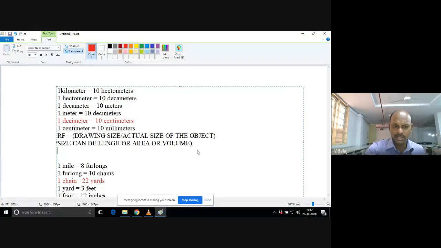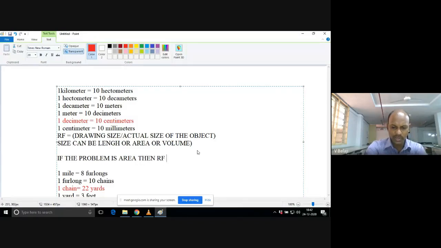Remember, if the problem is area, then RF equal to square root of drawing size divided by actual size. So it takes more time if I think on the drawing whiteboard.